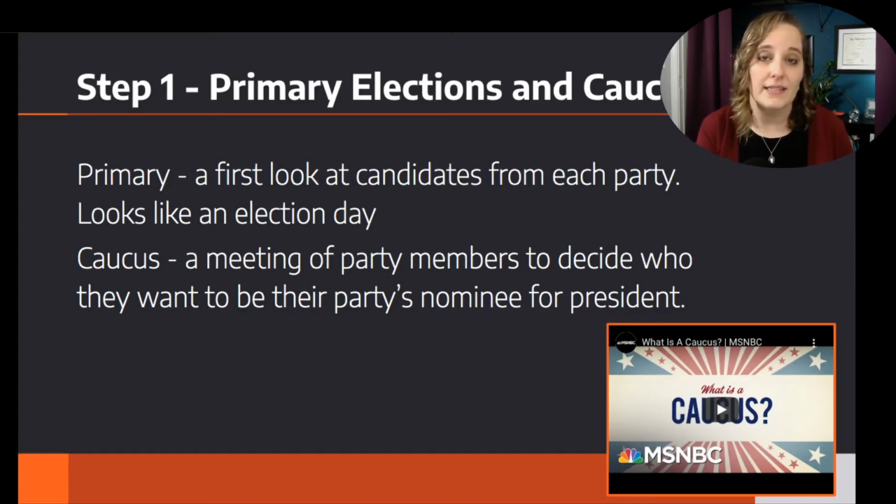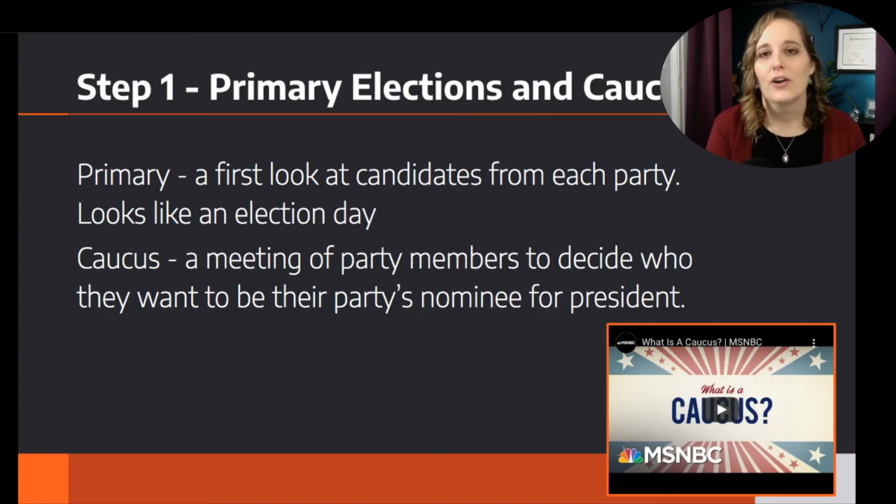Some states hold caucuses, which are meetings where members of the party can meet to try to determine who they think they want to represent them in the general election. During a caucus, members actually vote with their feet, and representatives for each candidate try to convince people to choose their side. Caucuses take a really long time and are moving out of favor. Currently, there are really only 2 states that use caucuses, Iowa and Nevada.